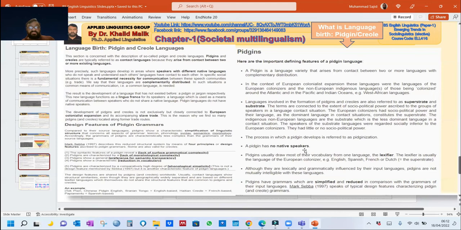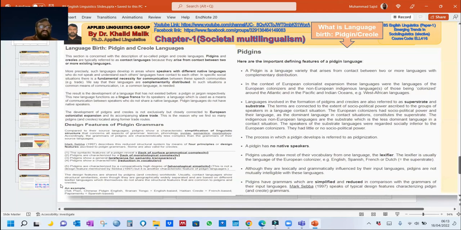A pidgin has no native speakers. Pidgins usually draw most of their vocabulary from one language, the lexifier. That's the main source they get the language from. The lexifier is usually the language of the European colonizer, such as English, Spanish, French, or Dutch, the superstrate. Although they are lexically and grammatically influenced by their input languages, pidgins are not mutually intelligible with these languages. Pidgins have grammars which are simplified and reduced in comparison with the grammars of their input languages. Mark Sebba, 97, speaks of typical design features characterizing pidgin and creole grammars.